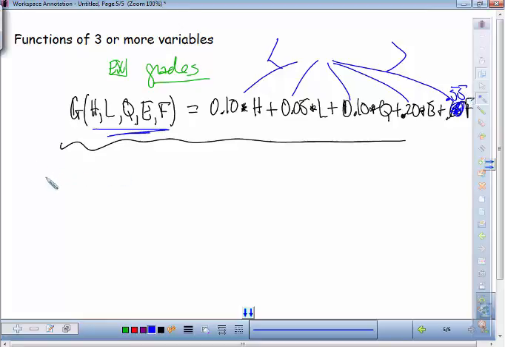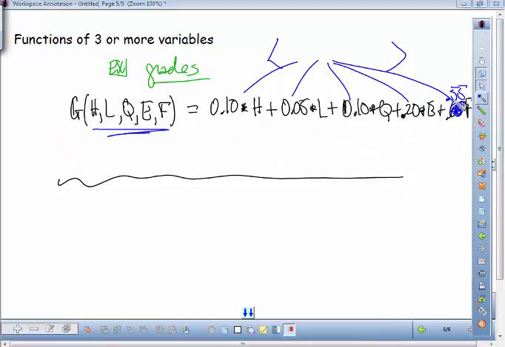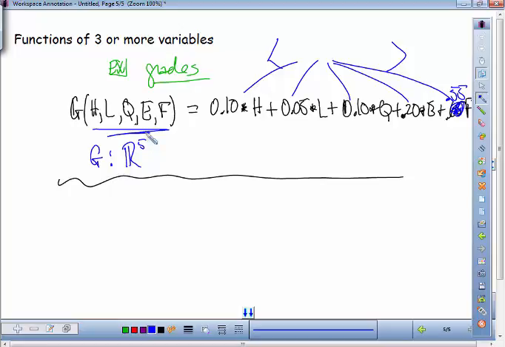Anyways, let's go down to something that's a little bit more interesting from a graphical perspective. Because right now, with 1, 2, 3, 4, 5 variables, this is a G. That's your grade. It takes a vector of 5 numbers and gives you a scalar, a real number, for your output.